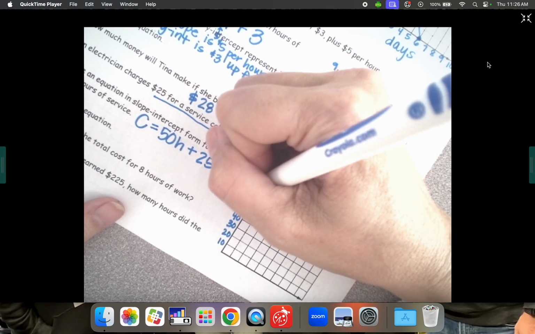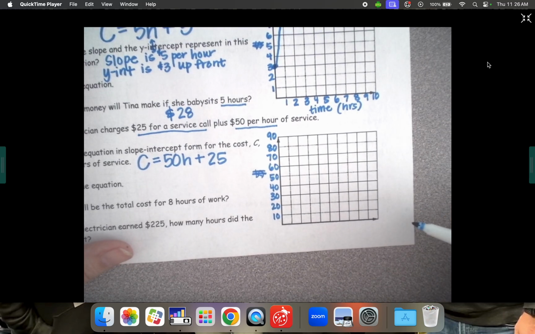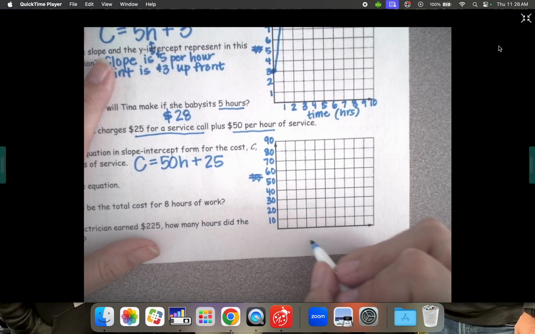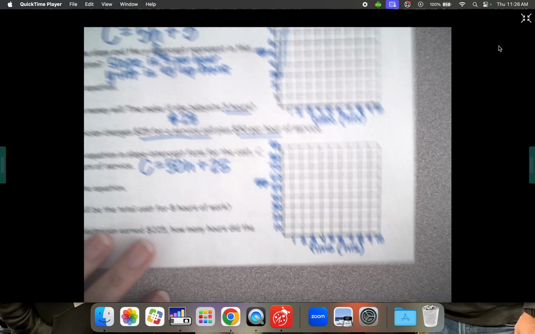And that's always money. How much we're charged is always on the y-axis, and then time, how many hours this electrician works at your house, is always going to be the x-axis. So time in hours is going to be 1, 2, 3, 4, 5, 6. Hopefully they're not working at your house for this many hours, or you're going to pay a lot of money.